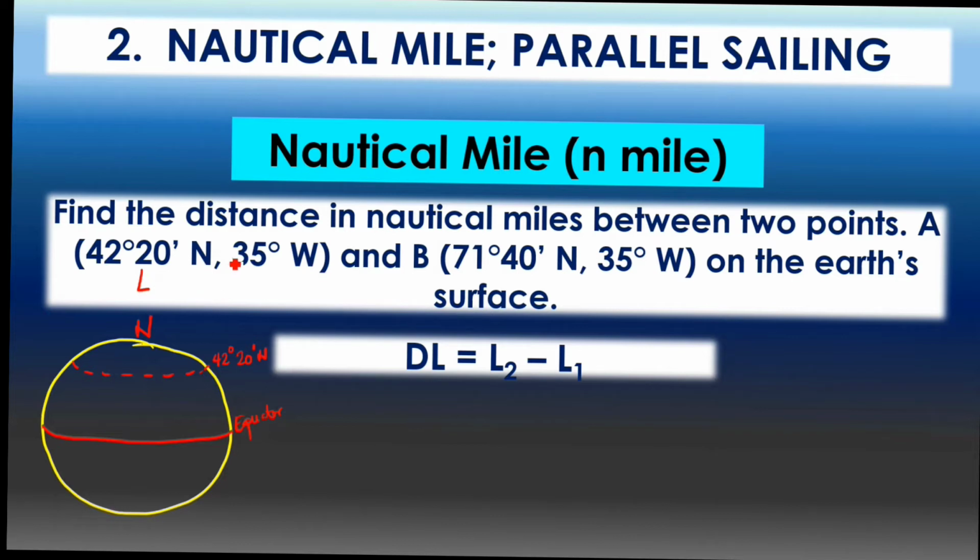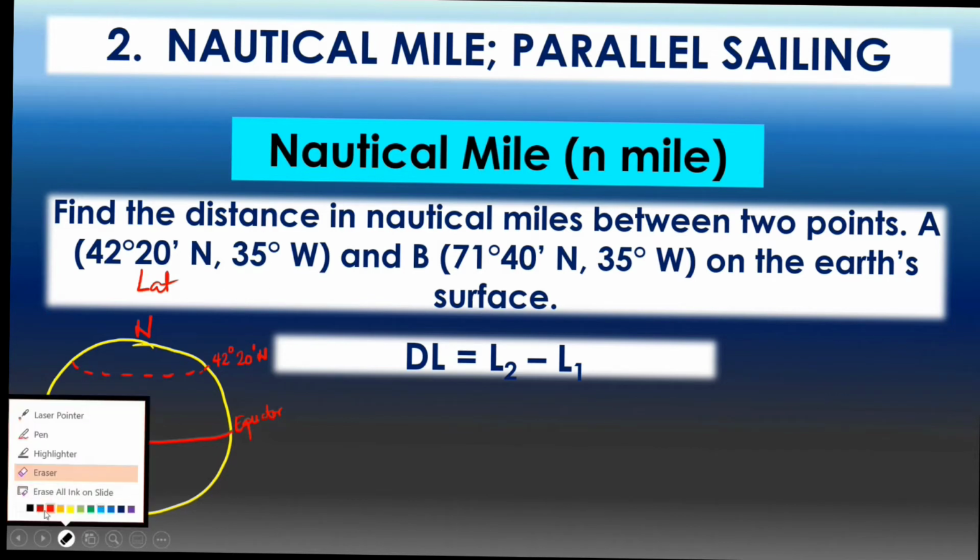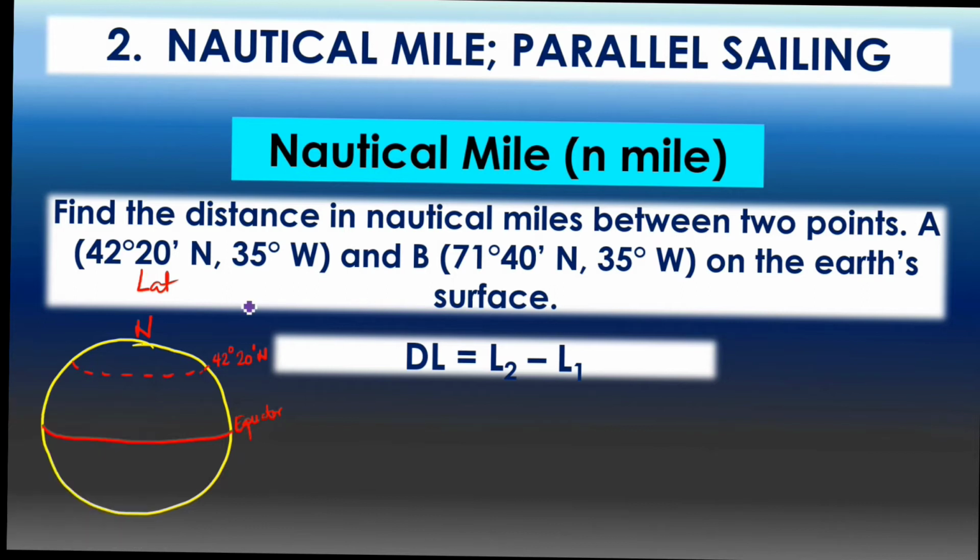Okay. And then the longitude. So this one is the latitude, the other one is the longitude. The longitude is 35 degrees west. Remember, the longitude is measured from the prime meridian. The prime meridian is a meridian from the north going to the south. So if we do have the prime meridian here, from the north going to the south, we have here the south.